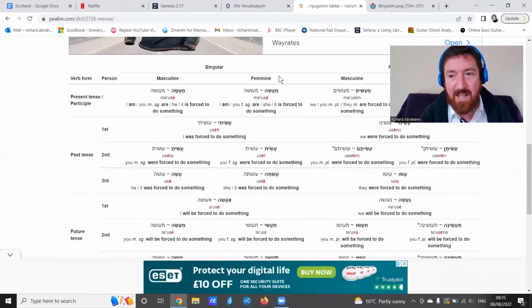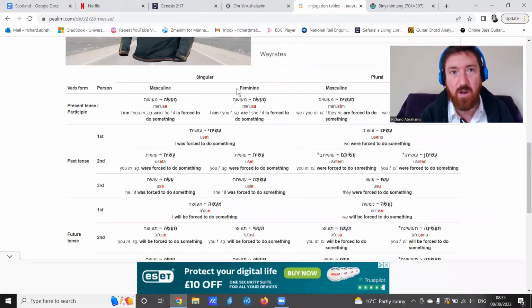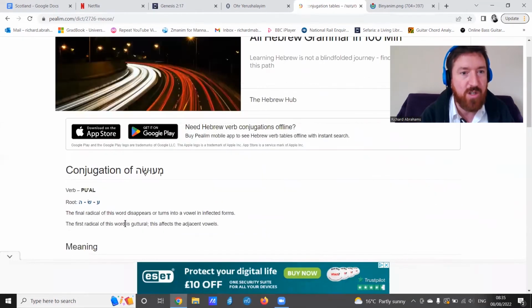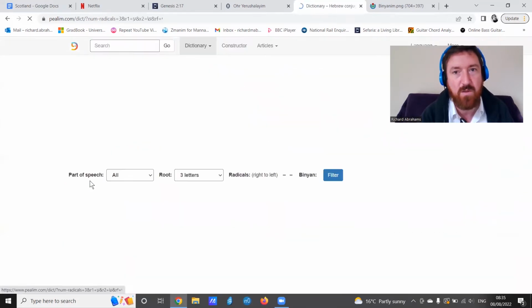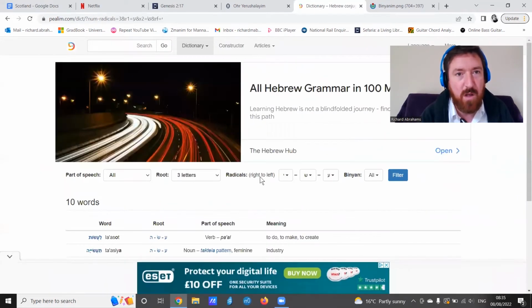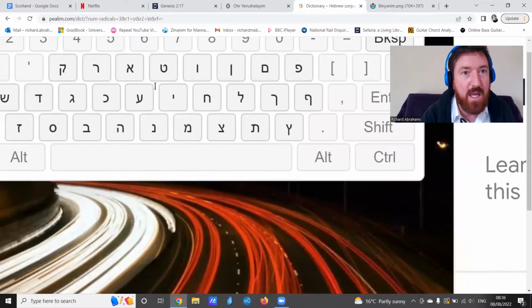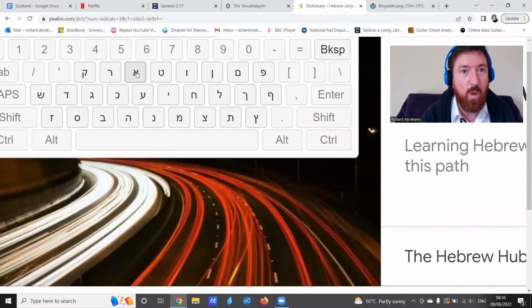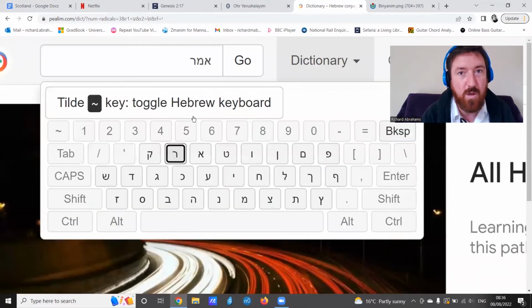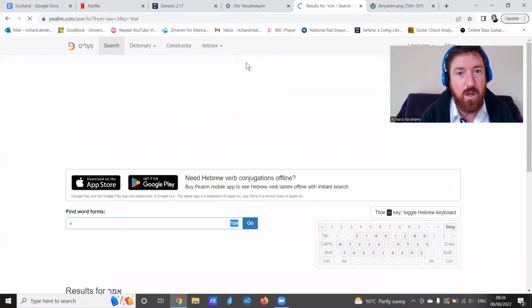Now, let's apply that to another verb, okay? Just to follow the logic through. So to start with, what's a verb you like? Well, the most common one we've been dealing with is to say. So v'yomer is he said. Why? Because aleph, mem, resh, amar is the root. Okay, so let's go. Amar.